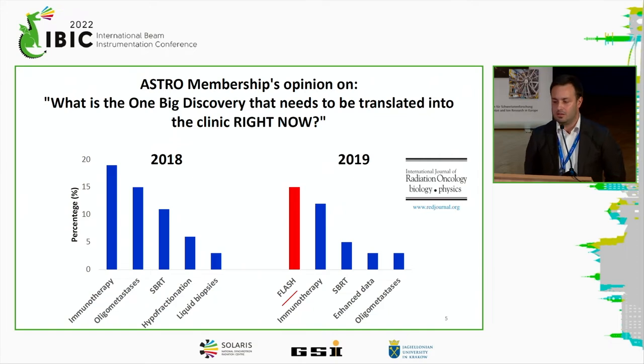like immunotherapy, treatment of oligometastasis, stereotactic body radiation therapy, hypofractionation, liquid biopsies. In 2019, there was actually the flash radiotherapy, which is the first, so it's really something that the scientific community would like to translate into the clinic quickly, as soon as possible.